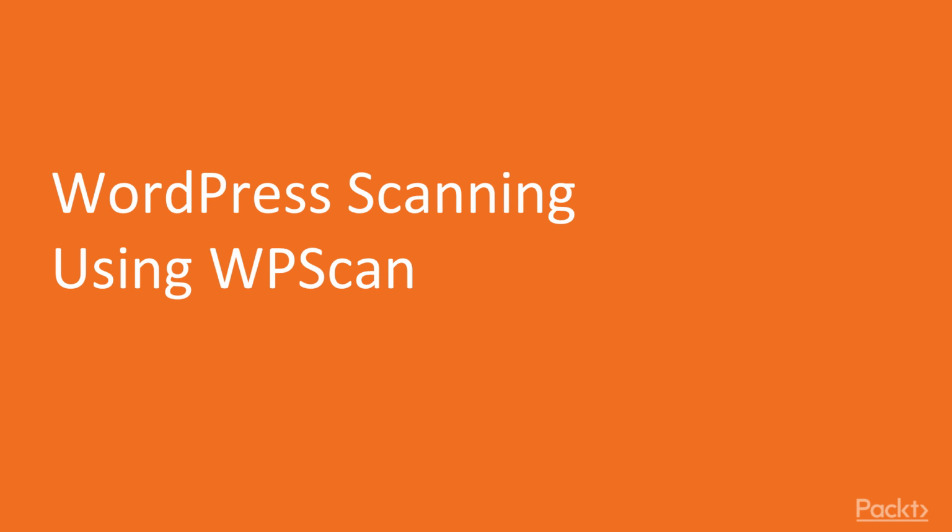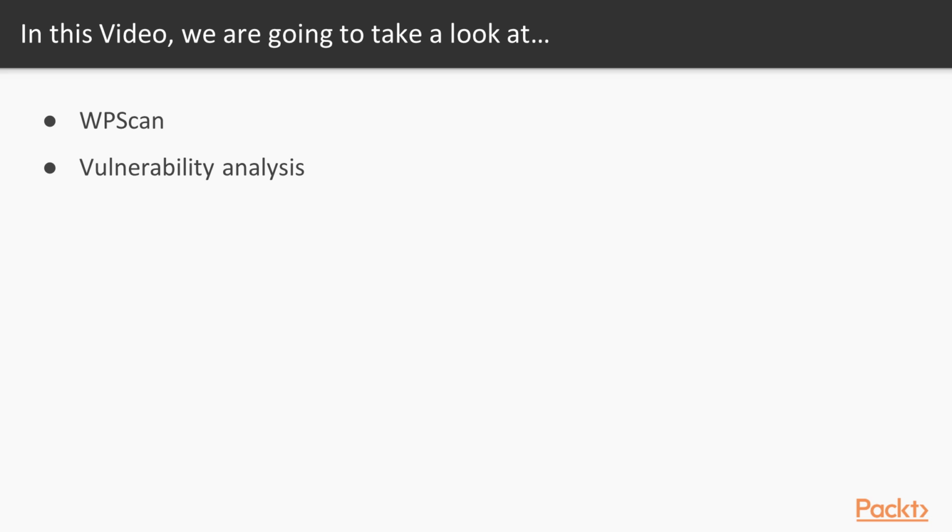WordPress scanning using WPScan tool. Now in this video we are going to take a look at a couple of points. First of all, we will learn about what is WPScan tool inside Kali Linux and then how we can use it for vulnerability analysis. So what you need to do here, you need to open Kali Linux operating system, and inside that I'm going to show you how you can use WPScan tool for WordPress based website scanning.